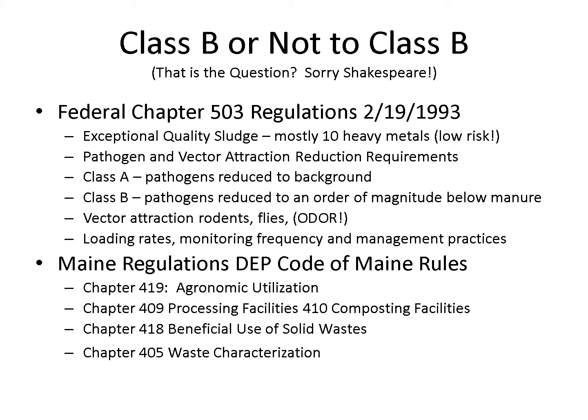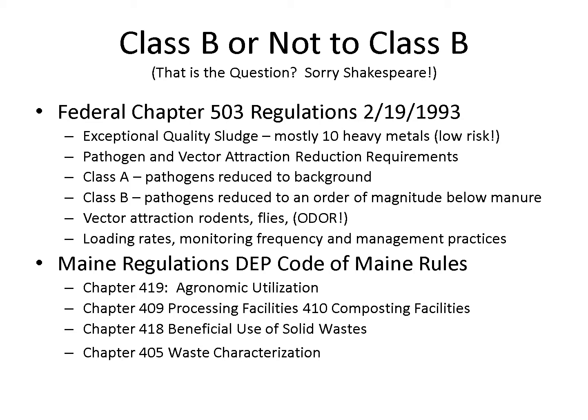Back in February of 1993, the federal government issued the Chapter 503 regulations, which established Class A and Class B biosolids that mainly deals with pathogen reduction requirements. Class B biosolids are biosolids that are an order of magnitude, that is 10 times, less than the pathogens that you would normally find in common manures, which makes it safe then for utilization under controlled circumstances on permitted farm fields for growing things like hay or corn, generally for feeding farm animals.